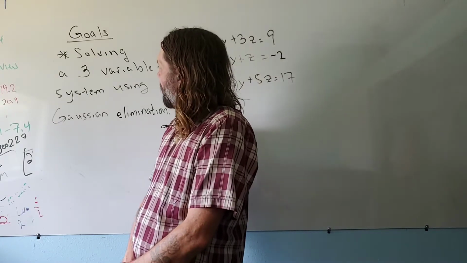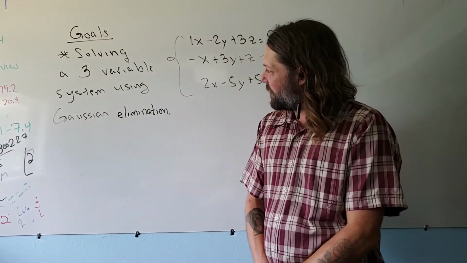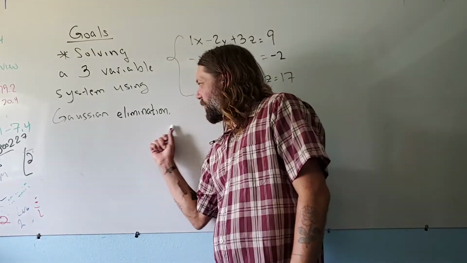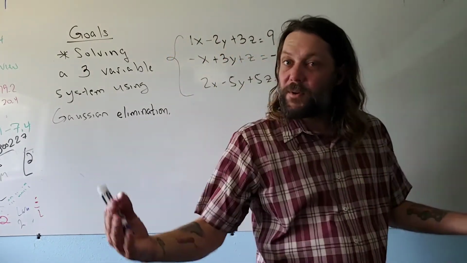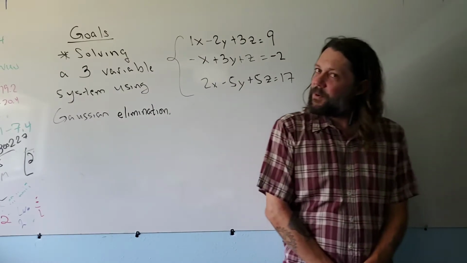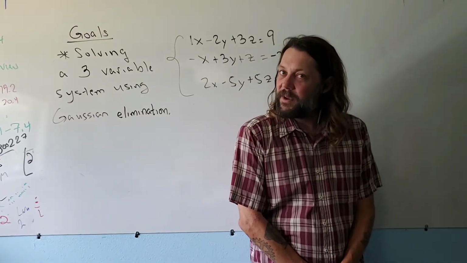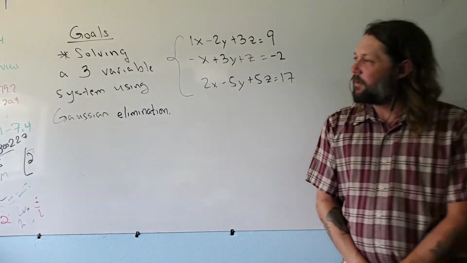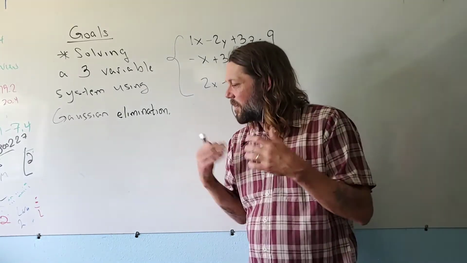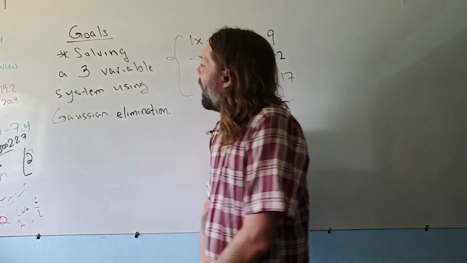Okay, so we're going to solve the 3-variable system using Gaussian elimination. Remember, Gauss showed us that we can add equations together. When we add them together, we get a new equation. And that new equation is what we would call an equivalent equation because it will have the same answer as the 2 previous equations. So that's why we're allowed to do this.